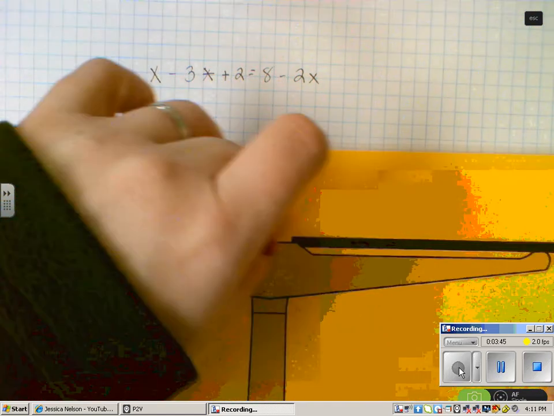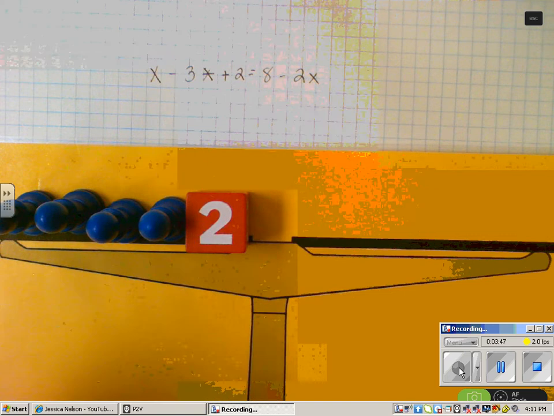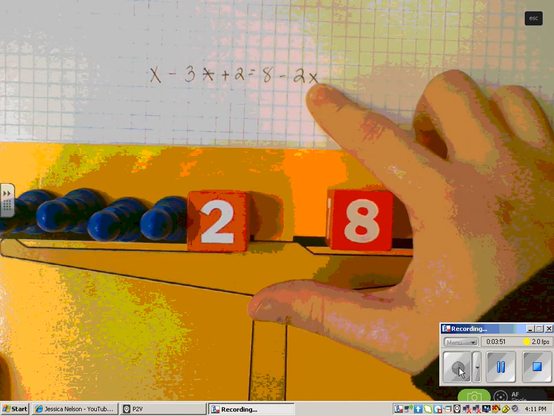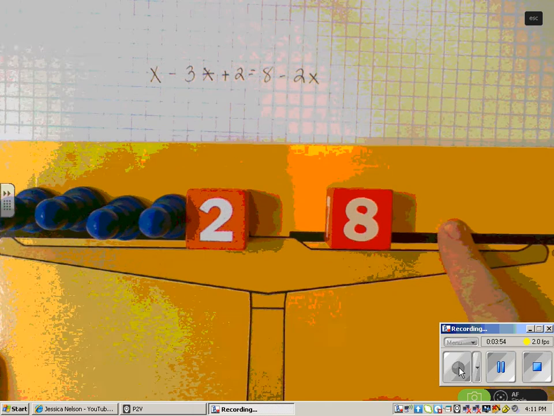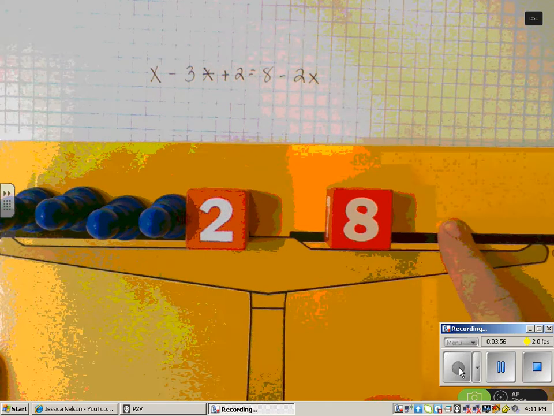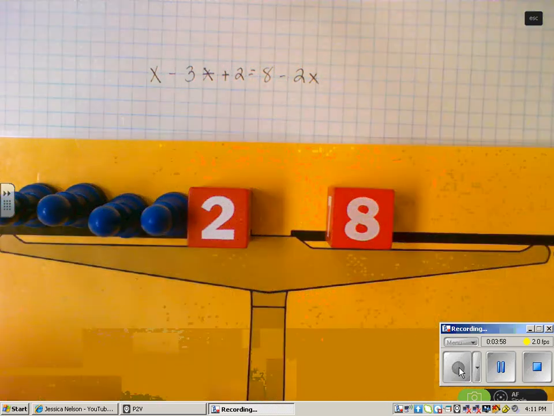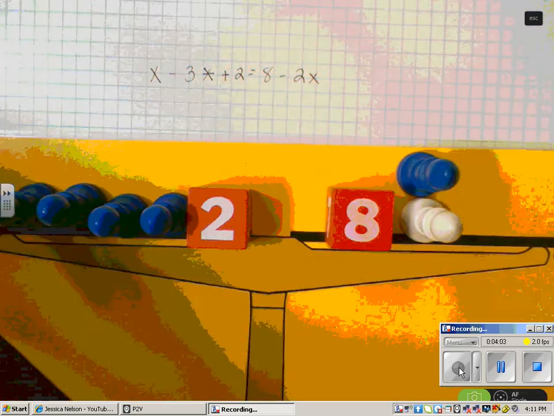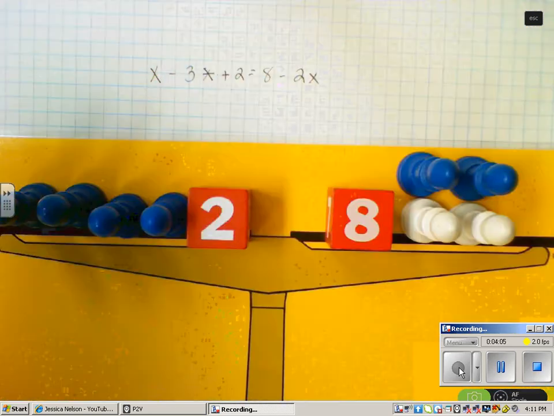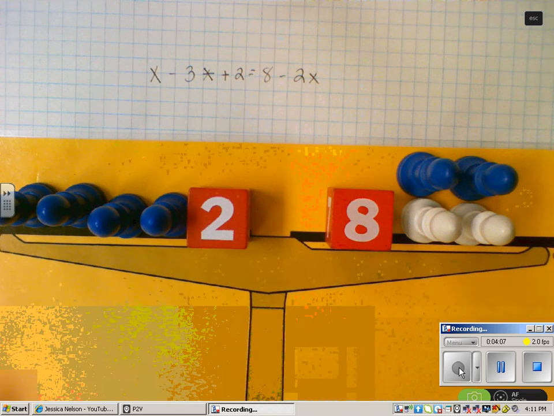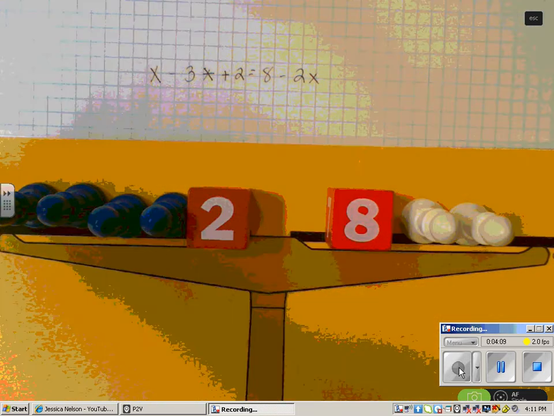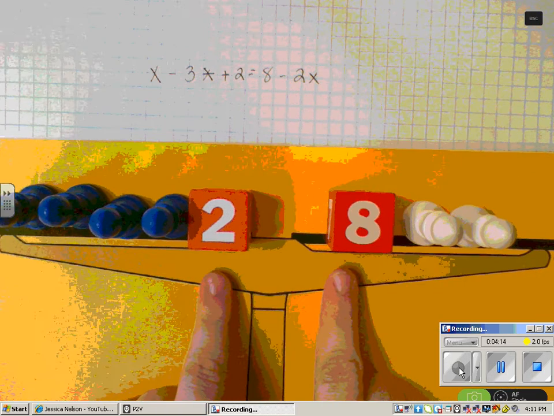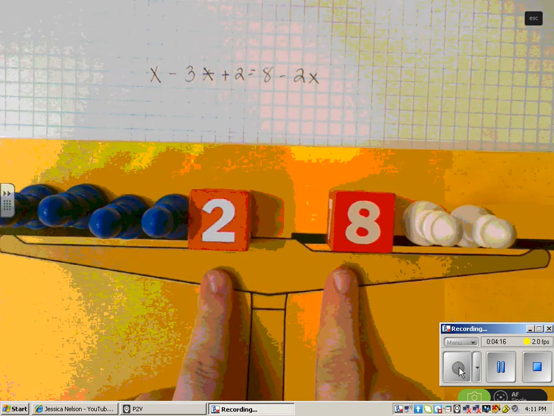Plus 2 equals 8 minus 2x. How am I going to take away 2x? I don't have any x's over here. I'm going to add a convenient 0. How many do I need to add? I need to add 2. 1, 2. Now I can take away my x's. So now this is our equation built on our scale.